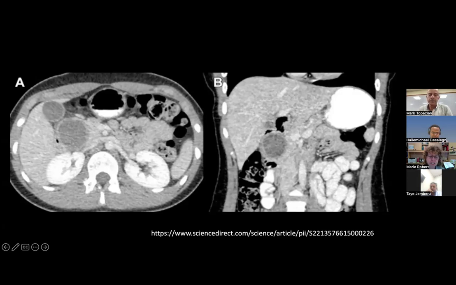Do you have a sense, Mark, in this patient, what part of the pancreas was it in? It was in the head. Okay, that's interesting. Which maybe is not the most typical location for this, but that's where her lesion was. 6 centimeters, well demarcated, hypodense, and contained within the pancreas.